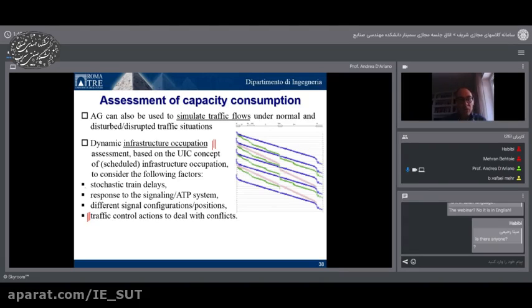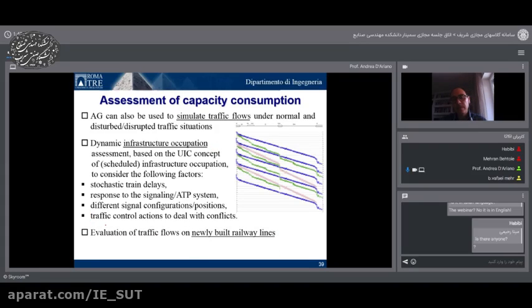The combination of all these aspects was defining the so-called dynamic infrastructure occupation. All of this was used to simulate a lot of scenarios and try to suggest the best investment on the type of signaling system and on the positioning of the signaling system in the Dutch railway infrastructure.